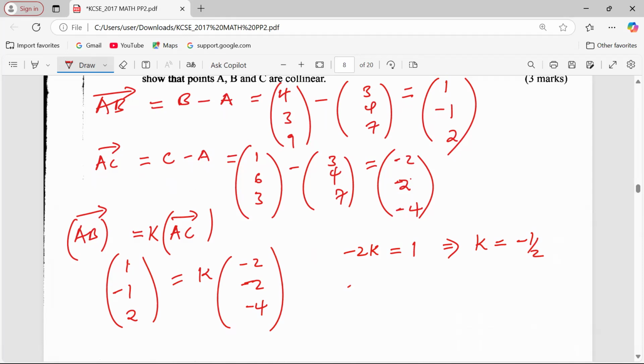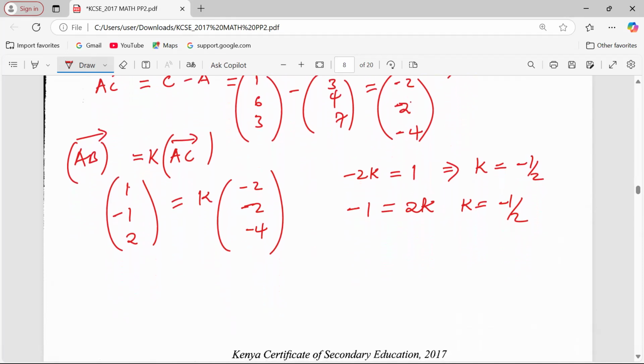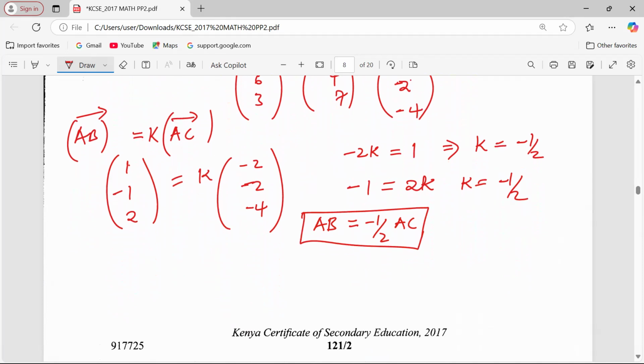Again, from the y, -1 equals to 2k. So the value of k is -half again. So we can say the vector AB equals to -half vector AC. When this one has been obtained, then we can conclude that the vector AB is parallel to AC. Because you've confirmed that one vector can be a scalar multiple of the other, then they are parallel, and point A is common in both vectors.